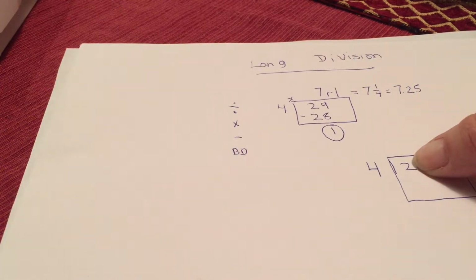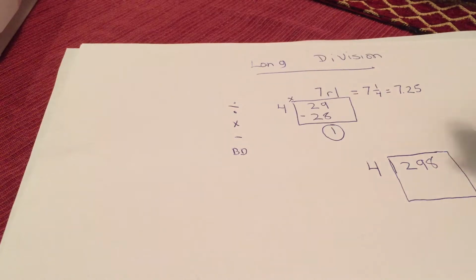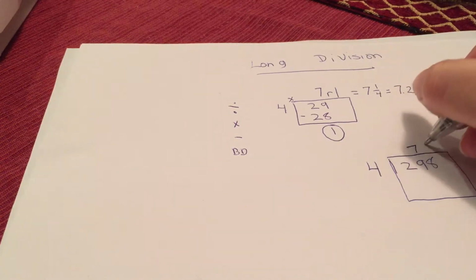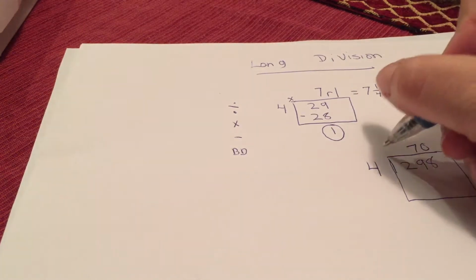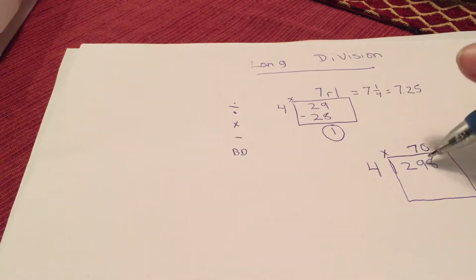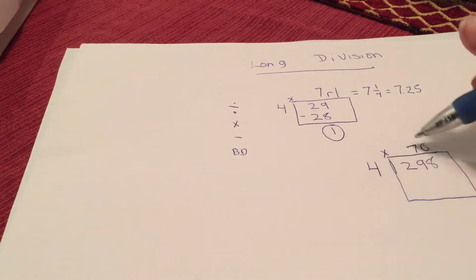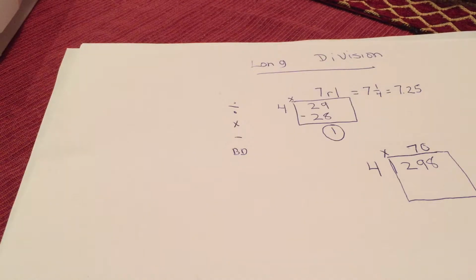And the first thing that we do is we can do a digit by digit method. And we can say, can 4 go into 2? No, it can't. 4 times what is close to 29 without going over? And that answer is still 7. But we have that extra digit under there, so instead of 7, it's 70. So they put 70 up at the top. So we've divided. 298 divided by 4 is close to 70 without going over.